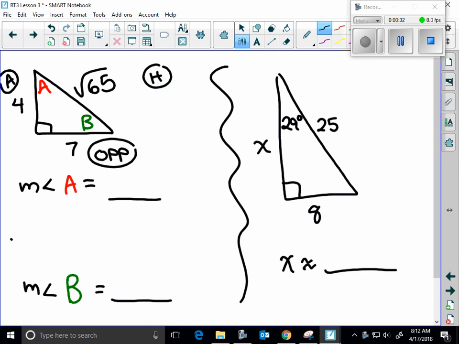Now, since you have all 3 sides, you can use whichever one of the 3 trig functions you want. So, SOH CAH TOA. I like TOA the best. That's my favorite. So, tangent of angle A equals opposite over adjacent. So if I want to find angle A, remember when we're finding an angle, we always use the inverse.